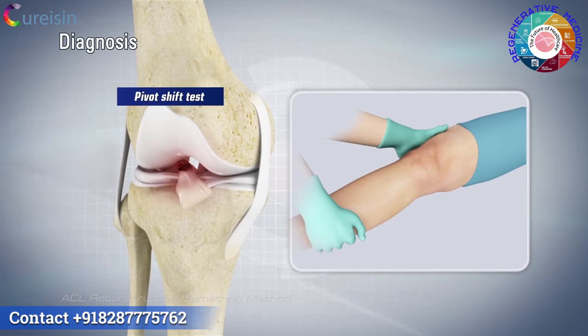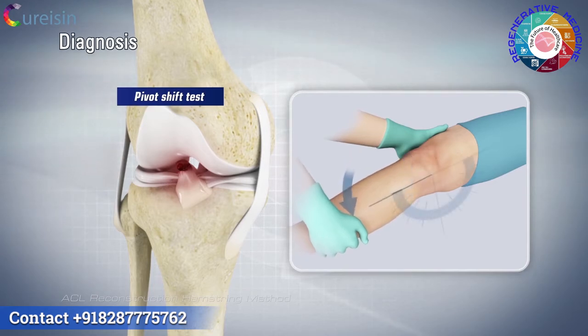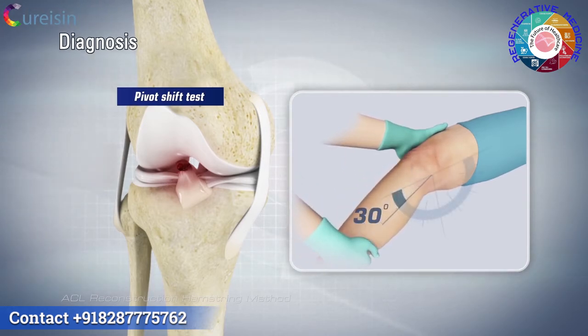Pivot shift test is another test to assess ACL tear. During the pivot shift test, if the ACL is torn, the tibia will move forward when the knee is completely straight, and as the knee bends past 30 degrees, the tibia shifts back into correct place in relation to the femur.